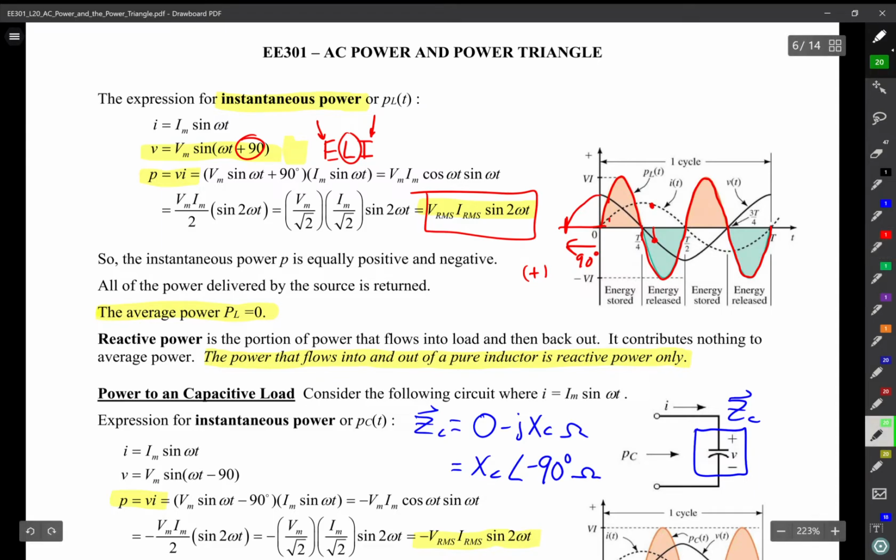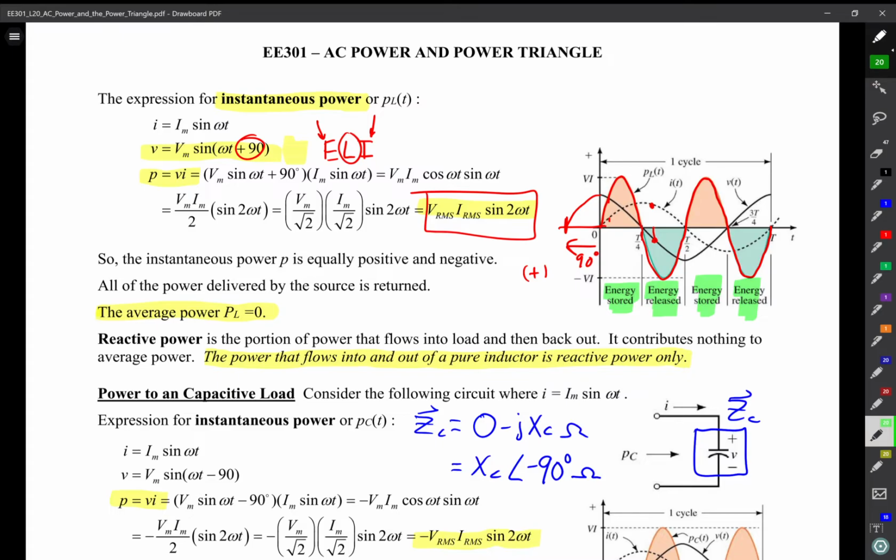And the way I look at that is I see that I have energy stored and energy released, energy stored and energy released, and energy stored and energy released. In steady state, when I have a periodic current that doesn't change its period, it just continues on, the average is 0. So what that means is that the average power, real power, is equal to 0 for a pure inductor. It's reactive power only, another way of saying that.